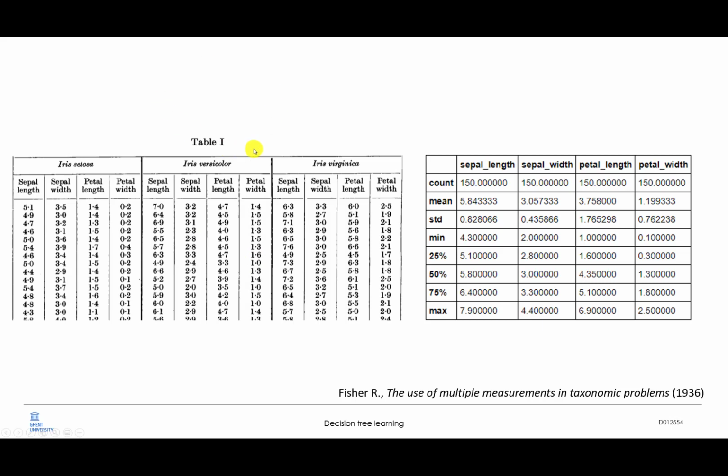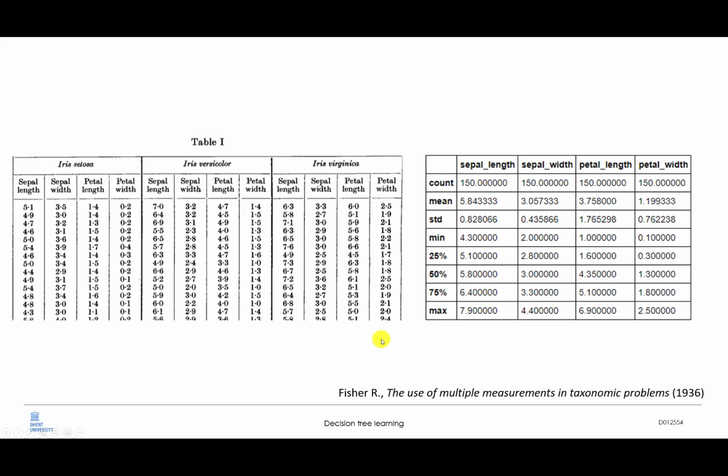So this is the famous data set. You can see it's a very early data set. So you can see here we have these three classes, three types of iris flowers, and we have four features. So for the sepal and for the petal, we have both the length and the width measurements.